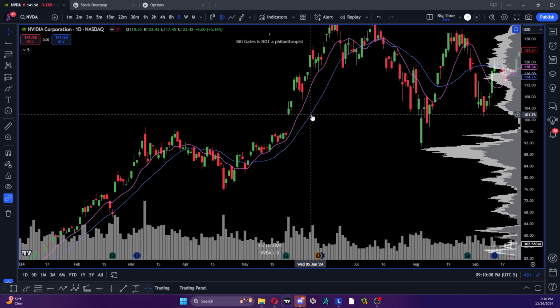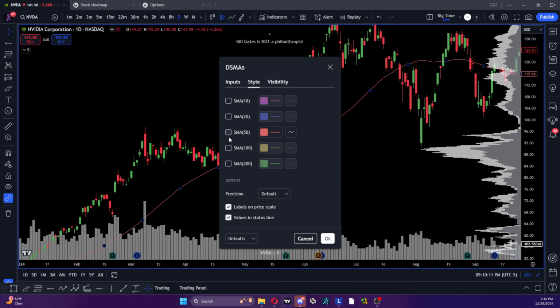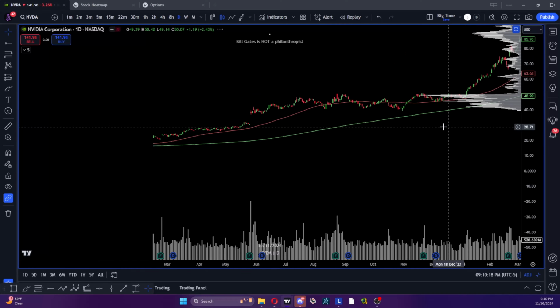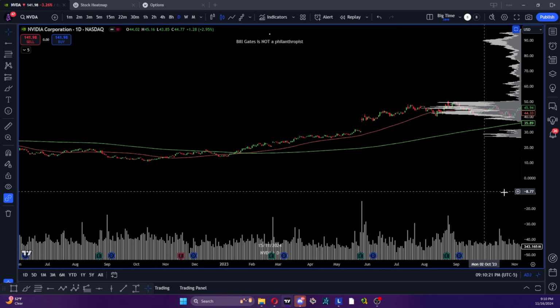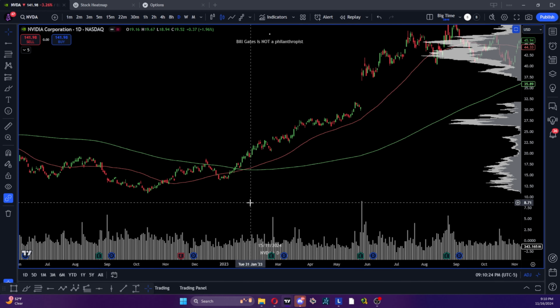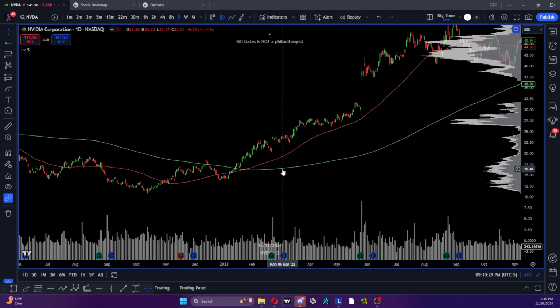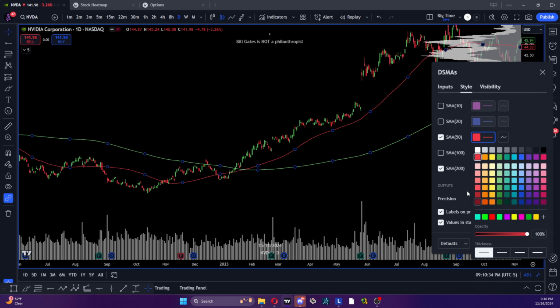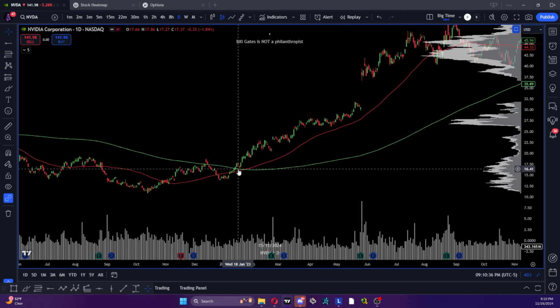But now if you take off the 10 and the 20 and you add the 50 and the 200, you can take off the 100, and go all the way back as far as you can. Right there. This is called the golden cross, which is when the 50 crosses the 200. In this case, the red crosses the green. Do you see where that happens? So right there, that is a golden cross. And when you have a 50-200 cross on the daily, that's the ultimate signal to go long.